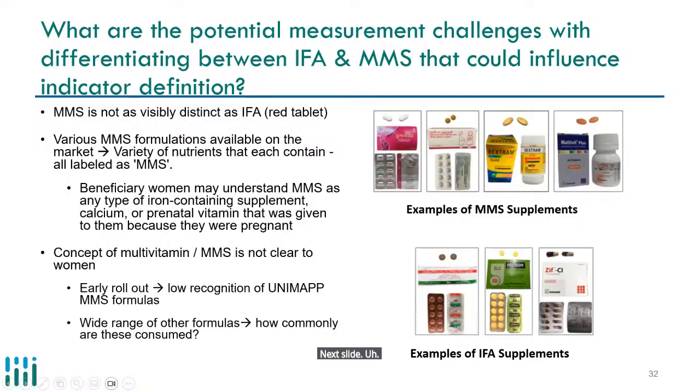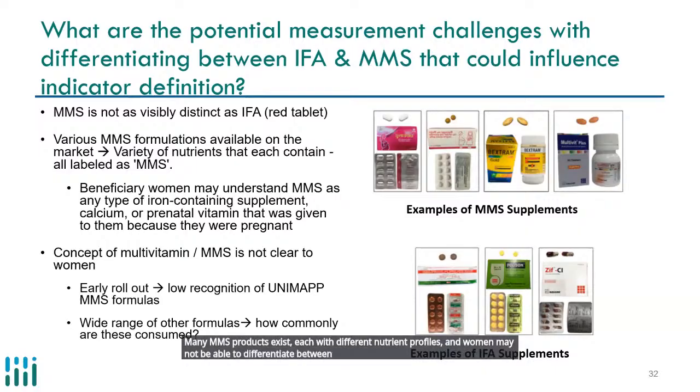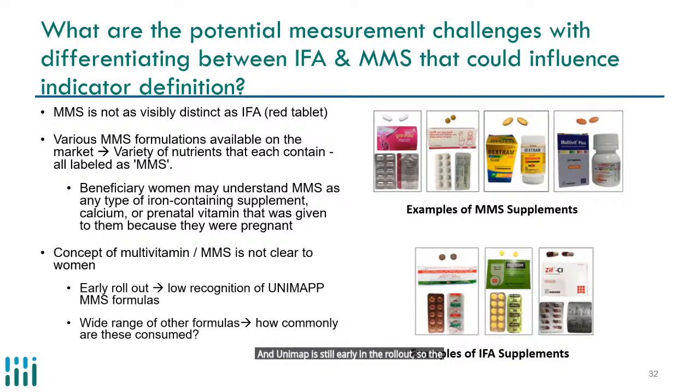Just to wrap up here, a few measurement challenges to consider. MMS doesn't have a distinct visual marker like the red IFA tablet. Many MMS products exist, each with different nutrient profiles, and women may not be able to differentiate between products. And Unimap is still early in the rollout, so the recognition of it is likely low.